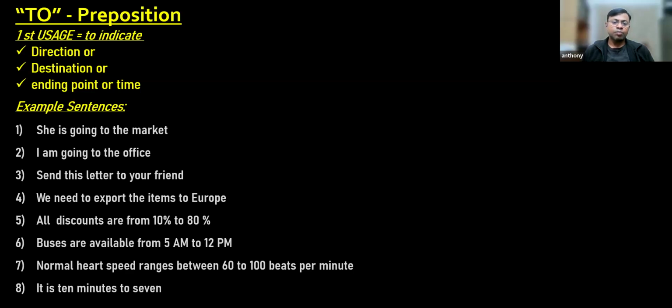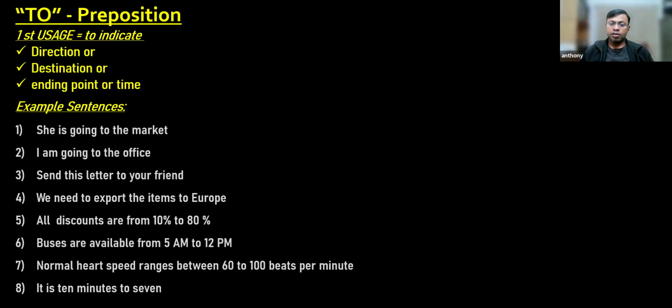Now, fifth one: All discounts are from 10% to 80%. You see, this "to" we are using to mention the ending point of the discount. See the third tick, okay, it is talking about the ending point. Ending point of the discount is what? 80%. That is the end point of the discount. Not above 80%. All discounts are from 10 to 80%. Sixth one also same thing. Buses are available from 5 a.m. to 12 p.m. Ending time is 12 p.m.